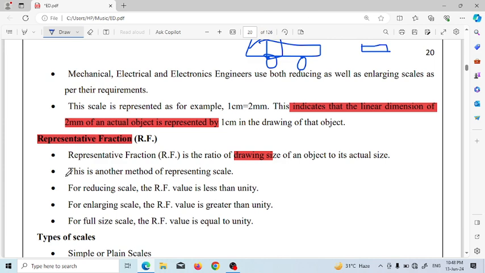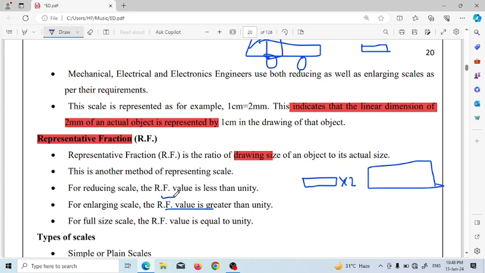For an enlarging scale, for example, we have to draw a picture of a pen on an A4 sheet. The size of the pen is much less than the A4 sheet. So we have to draw the picture of the pen by enlarging it. So the value of RF will be greater than one. That means we have to multiply by some value so that the pen will be bigger. That shows an enlarging scale.